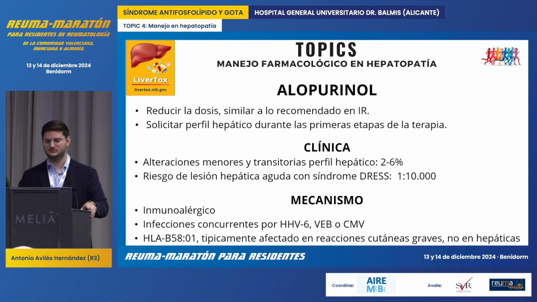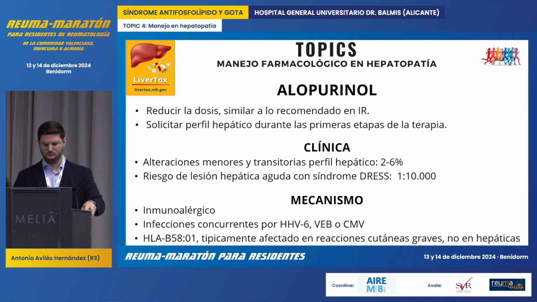The expected clinical presentation of allopurinol toxicity involves minor and transient changes in liver function tests in 2 to 6% of patients, but there is a risk of liver injury in the context of DRESS syndrome, which can be induced by allopurinol.